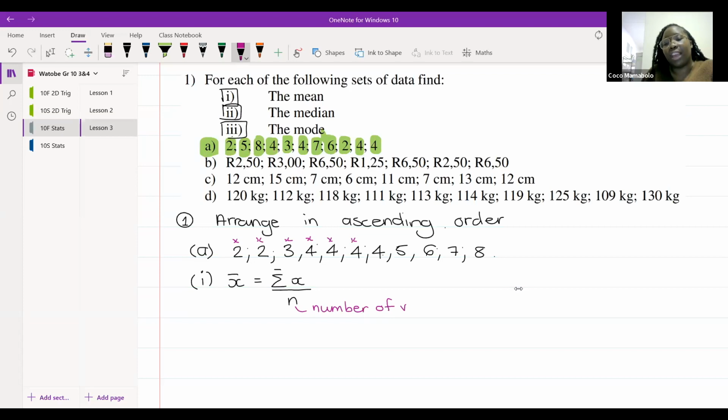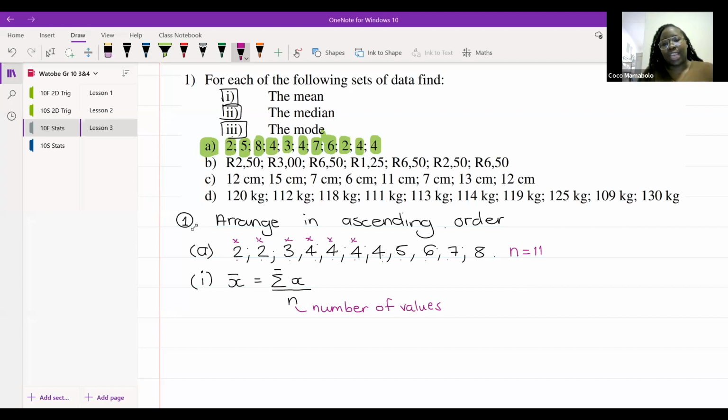the number of values. All right, so count with me, guys. How many values do I have over here? 1, 2, 3, 4, 5, 6, 7, 8, 9, 10, 11. Good. I've got 11 values. So what is my N going to be? 11, the total number of values.